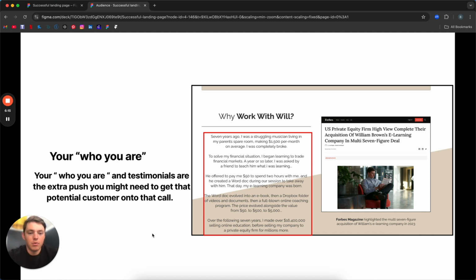I've got it boarded here. So you've got, 7 years ago, I was a struggling musician living in my parents' bedroom, making this much money, and now I essentially make this much money. He's got a news website speaking about him, giving you some credibility on who he is, using a trusted Forbes magazine news article. So that's pretty much where it is.